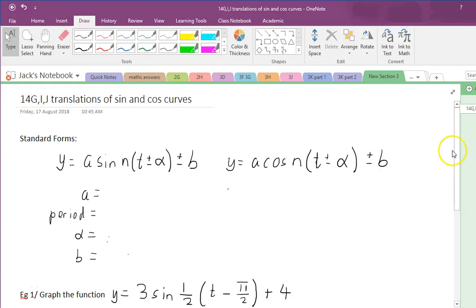Hi guys, this one goes to all the Zoes out there who wanted a video about graphing sine and cos curves. So here it is as requested.